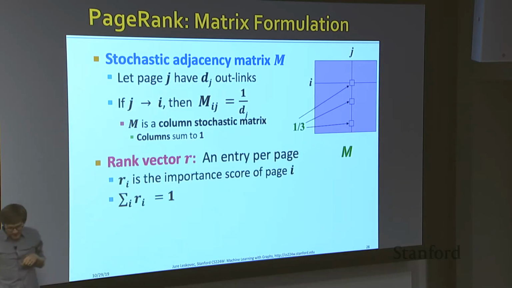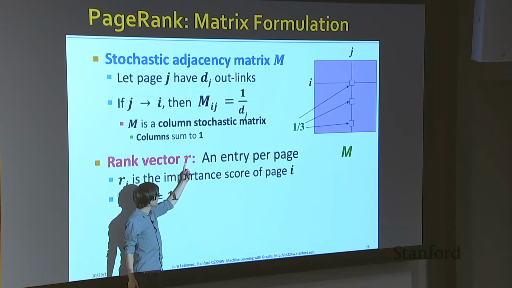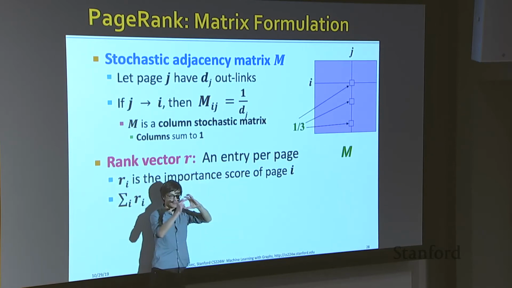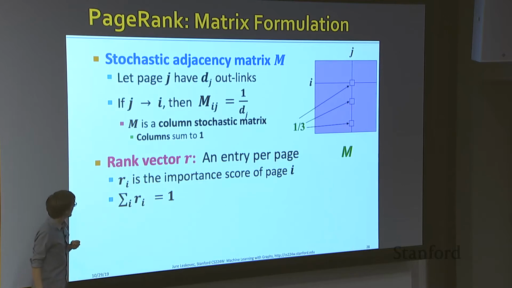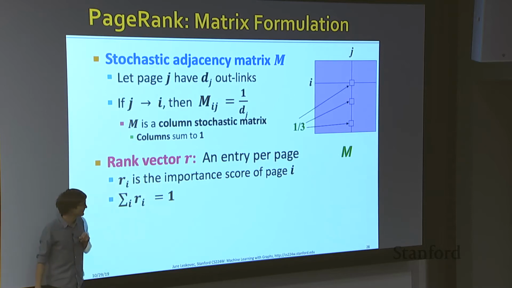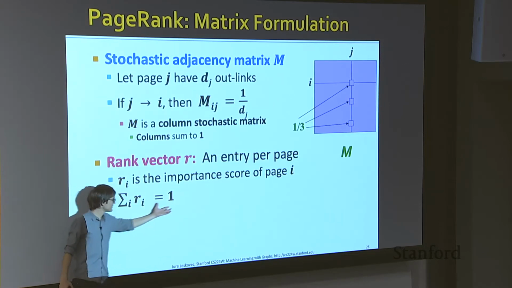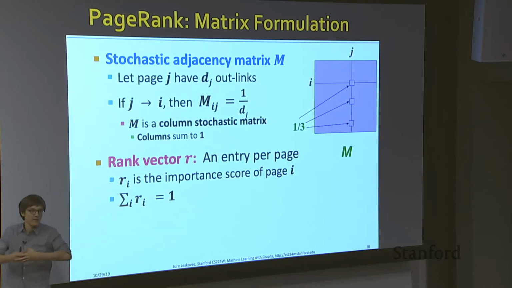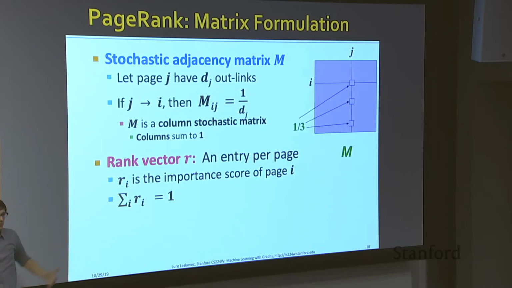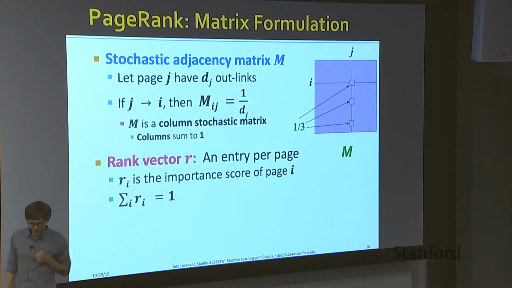Okay? And now we will define this notion of a PageRank vector r, where I have 1 entry, 1 dimension per page. And this entry i of the PageRank vector r is the importance of page i. And as I hinted before, we will require that the importances sum to 1, so that we have a probability distribution over the web pages. You can think of it that way. But we just require importances to sum to 1.